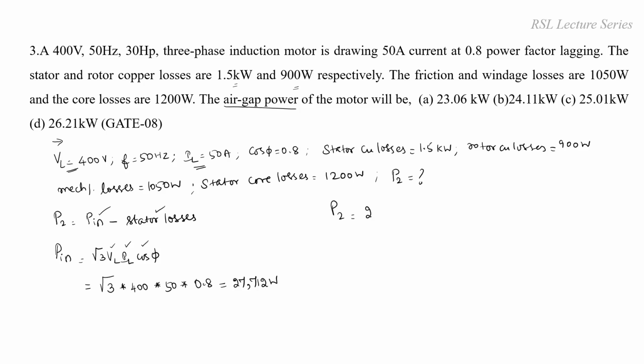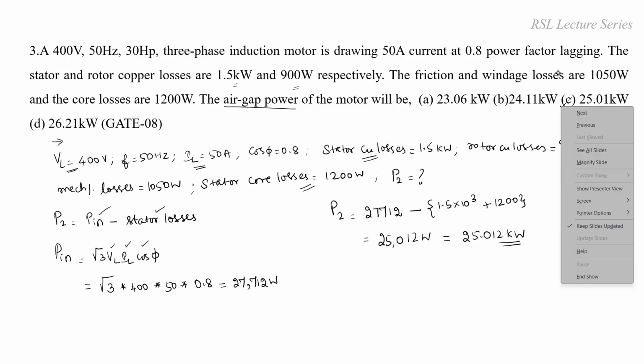So P2 is equal to 27,712, the input value, minus the stator losses. Here the stator losses include both the stator copper loss as well as the stator core loss. Stator copper loss is 1.5 into 10 power 3 watts plus core loss of 1200 watts. On simplification we'll get 25,012 watts, which is equal to 25.012 kilowatts. So the answer is C.